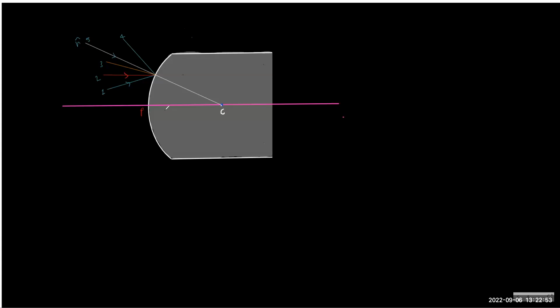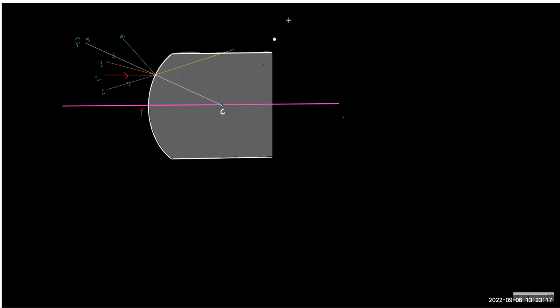So the fifth will come to C and form the image at C. Let's talk about the 1. So 1 will bend towards the normal, correct? 1 will bend towards the normal, isn't it? So 1, 2, 3, 4, everyone will bend towards the normal.